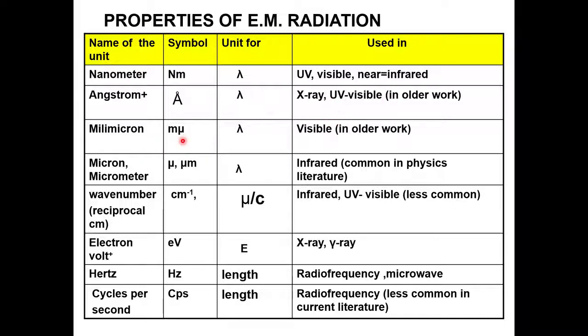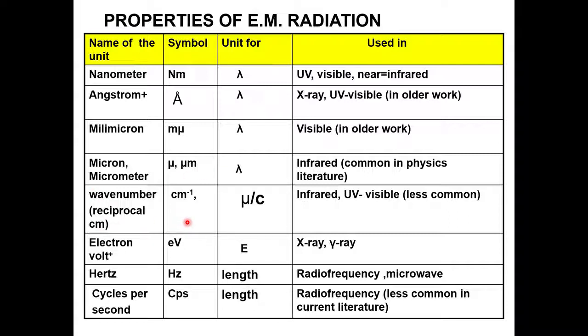Next is millimicrons, again a unit for wavelength in the visible range, but again it is in older work. We no longer use these terms in our scientific literature. And then we do use microns and micrometers, which are also units for wavelength, but useful for infrared radiation only. Such microns and micrometers are used in organic chemistry as well as in physics literature.